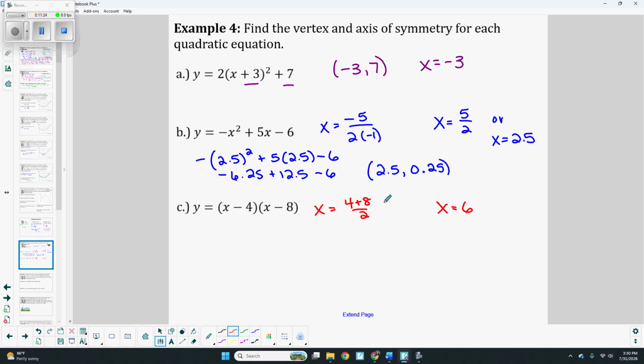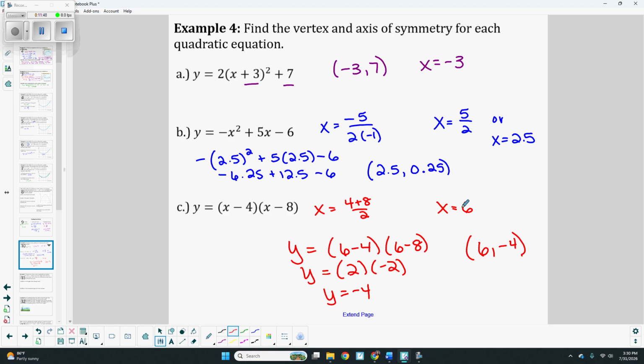And then I'm going to take x is 6 and put it back in. So 6 minus 4, 6 minus 8. That's a positive 2 and a negative 2. If you've done this right, as long as you got the correct x value, you should get the same thing but different signs here. So this is y equals negative 4. So this is going to be 6 comma negative 4 for my vertex. x equals 6 is my axis of symmetry.